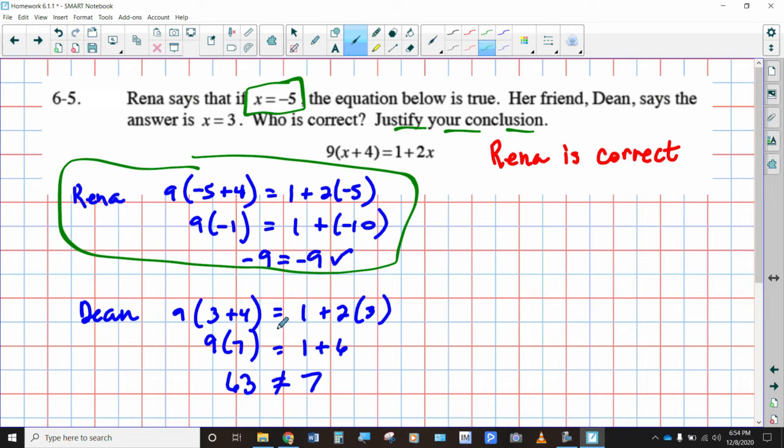Now, there is the possibility that there could be infinite number of solutions. So we should check to see if Dean is also correct, because maybe that's the case. So you plug in the 3 here, you get 9 times 7 is 63. You plug in the 3 here, you get 1 plus 6 is 7. No, that is not right. Rena is correct. Dean is wrong.